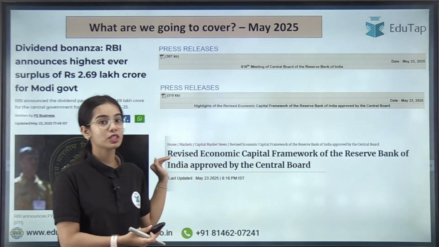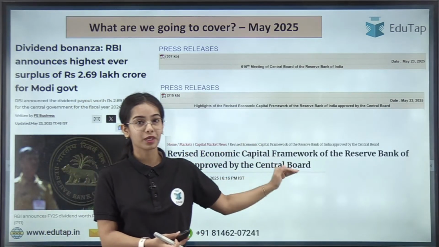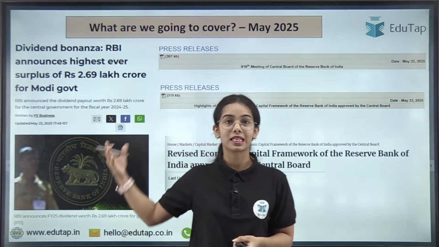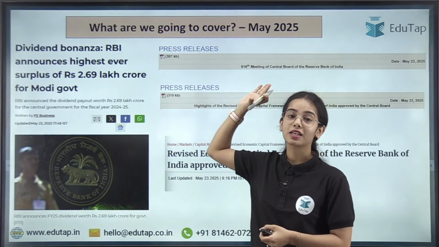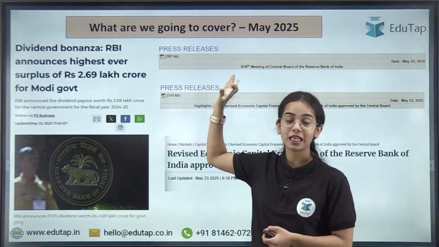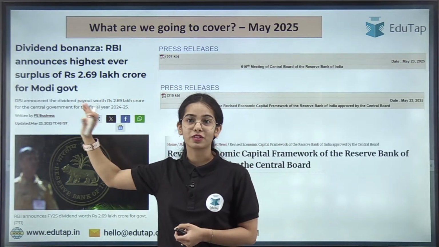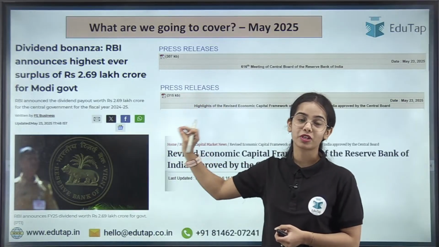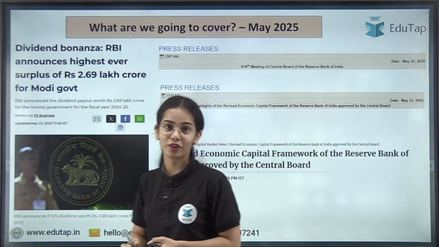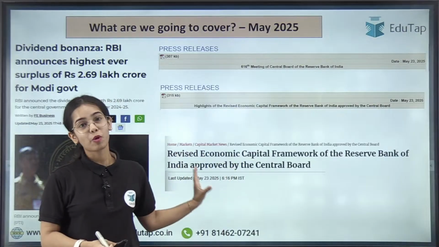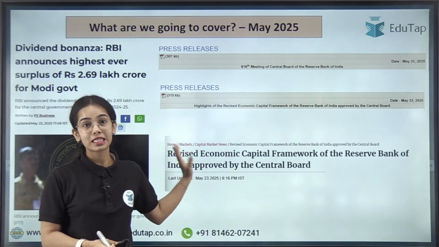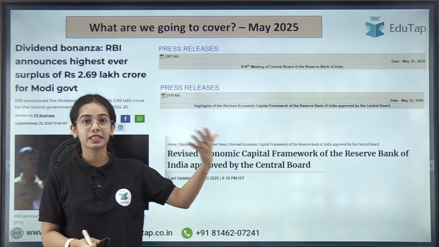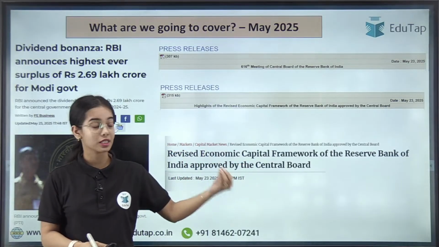So we will discuss this revision that has happened in the economic capital framework, as well as discuss that in the 616th meeting major decisions have been taken in regard to the dividend transfer to the Government of India, as well as the contingent risk buffer that will be maintained by the Reserve Bank of India. This is very important, and you will see how important it is once we discuss the data points.